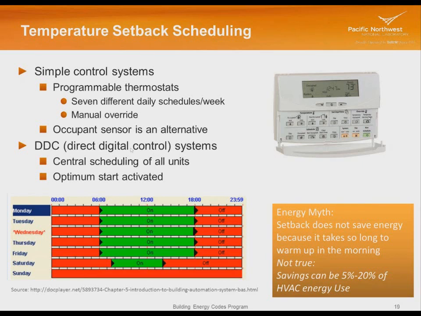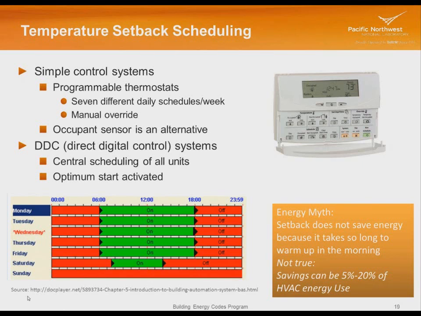DDC systems, so you could have a bunch of single zone units controlled by a DDC system, or you could have a DDC system controlling more complex systems. There's central scheduling of all the units, and you might have a schedule on the screen that looks like this with a start time and a stop time, and during this off period, the units may cycle to meet that setback temperature. And the other thing you want to look at is optimum start, and we'll see an example of that later when we get to complex systems.